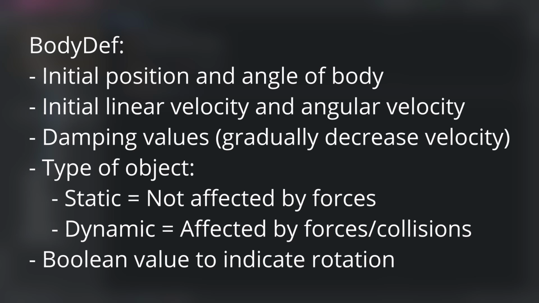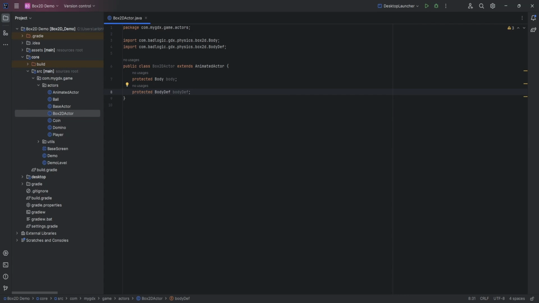Damping values, which if set will gradually decrease linear velocity and angular velocity over time, then the type of object, where a static object is not affected by forces and does not move, and a dynamic object is affected by forces and can move. Lastly, we have a Boolean value that indicates whether the body can rotate, which by default is set to true. Okay, so now the last field we're going to define is the fixture def field, and this is an instance of the fixture def class.